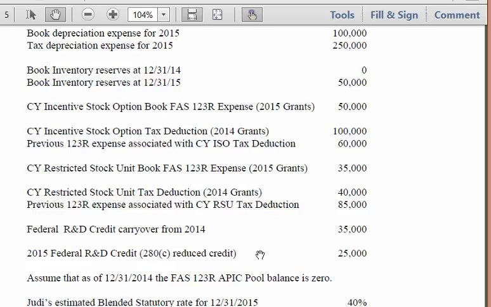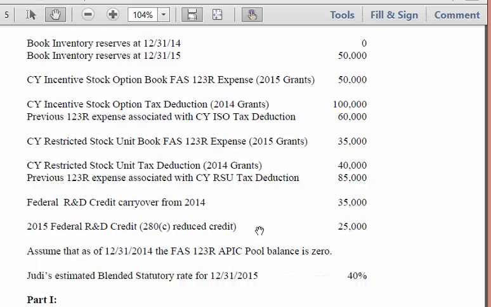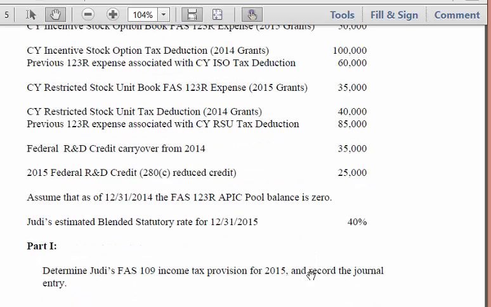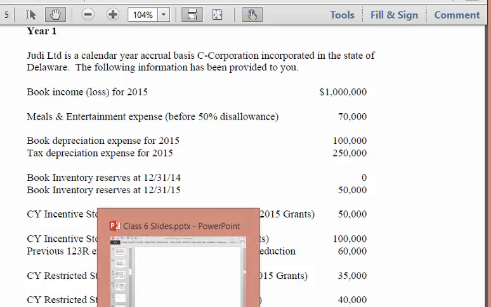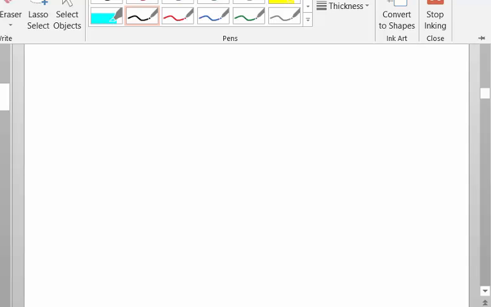Okay, so let's figure out the provision. All right, so again, we don't have to do state and then fed because we're using a blended rate. This is easy, right? So we're going to figure out the provision using our 3-step process. So the first step we're going to go through is the payable.